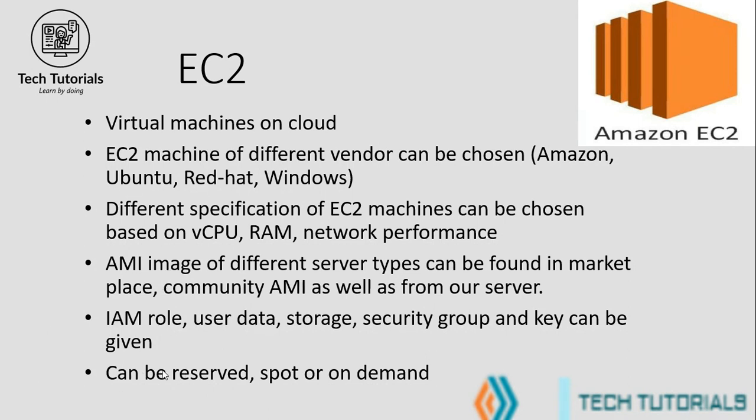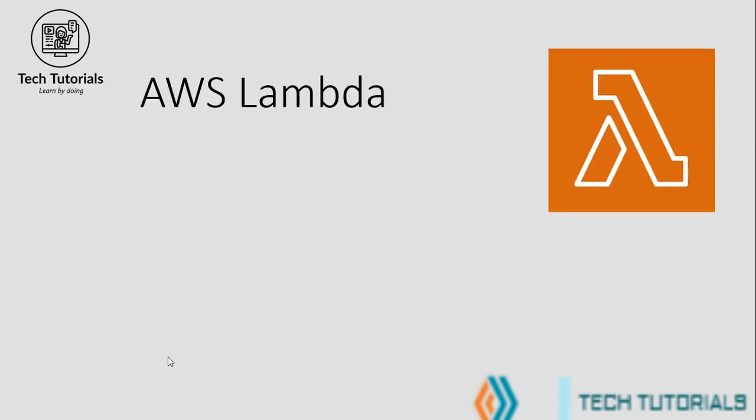IAM role, user data, storage, security group, and key can be given while launching Amazon EC2 instances. EC2 instances can be reserved, spot, or on demand. Reserved instances are used when you are to make a long-term commitment with AWS. This significantly reduces the operating price of Amazon EC2.